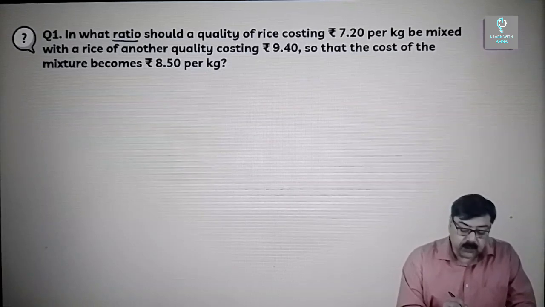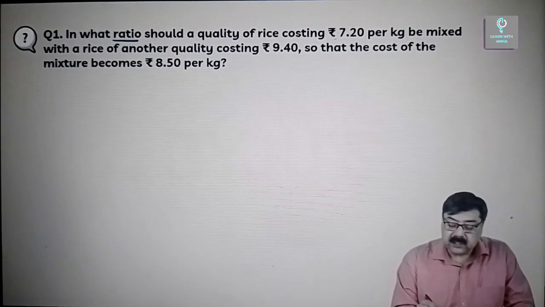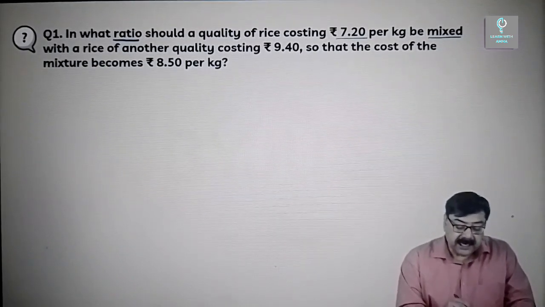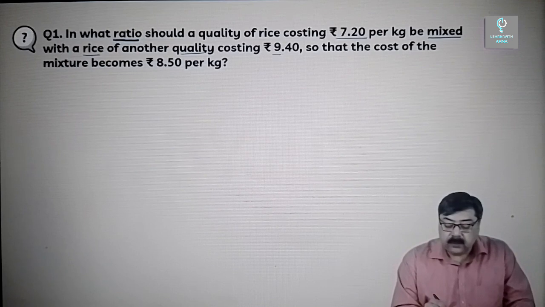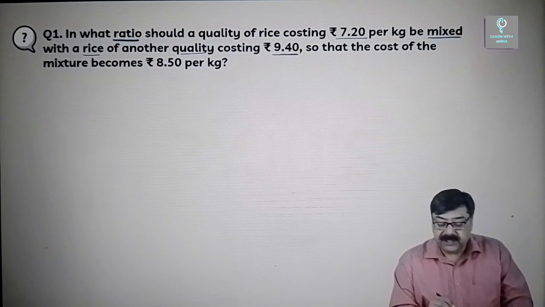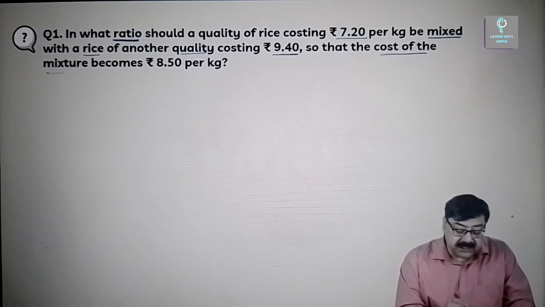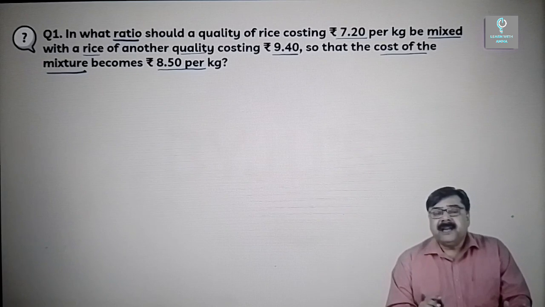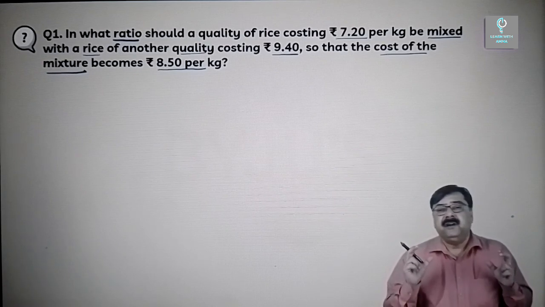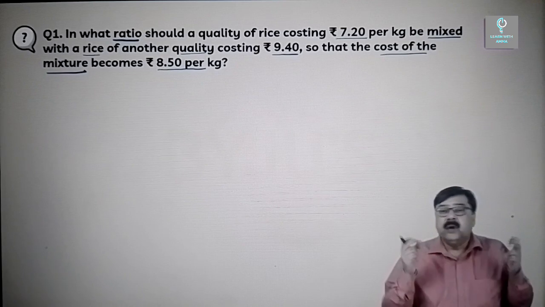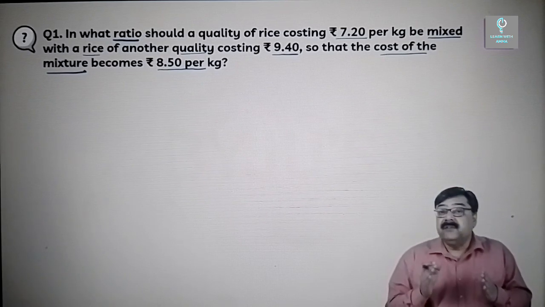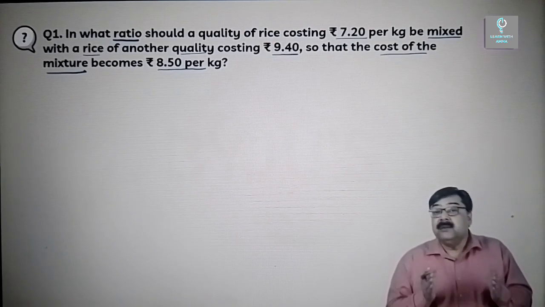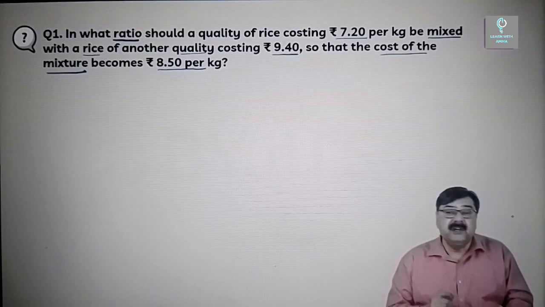In what ratio should a quality of rice costing rupees 7.2 per kg be mixed with a rice of another quality costing rupees 9.4 per kg so that the cost of the mixture becomes rupees 8.5 per kg? So what is happening here is that two types of rice are mixed together. Each of these two types is of different cost, and when they are mixed together in a particular ratio, then the average cost of the mixture is given to us.